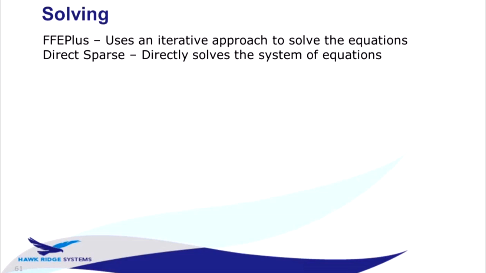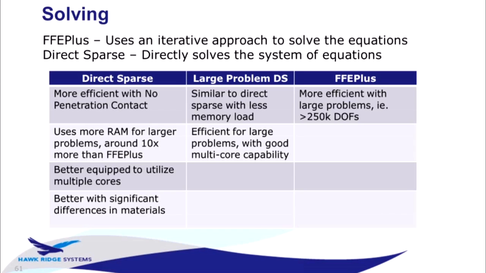And in a similar vein, if we look at actually hitting run on the analysis, you have two choices available to you. You can either use something called the Direct Sparse solver, which is a direct solver that directly solves the system of equations. And that is very good at using multiple cores. Right? If you've got lots of processors on your system, that's the way to go. However, it uses significantly more memory.